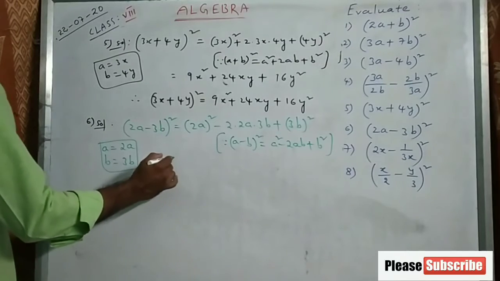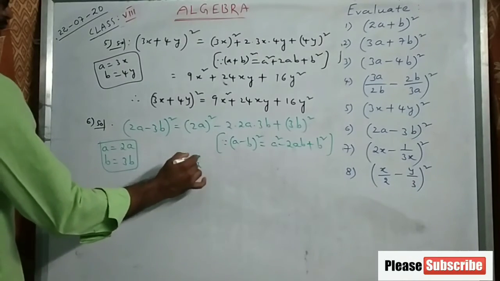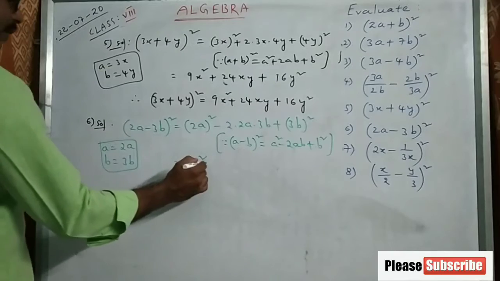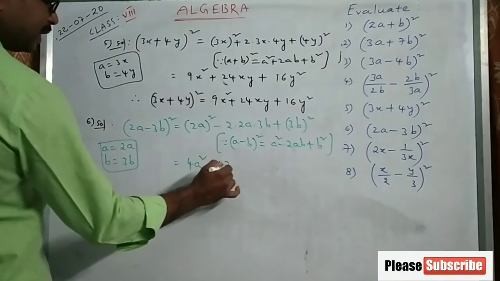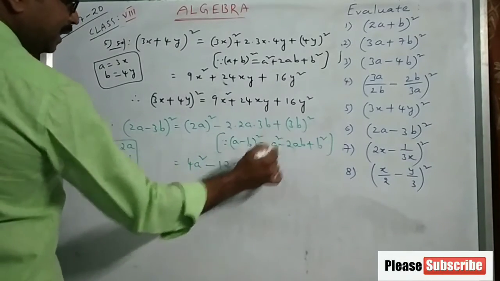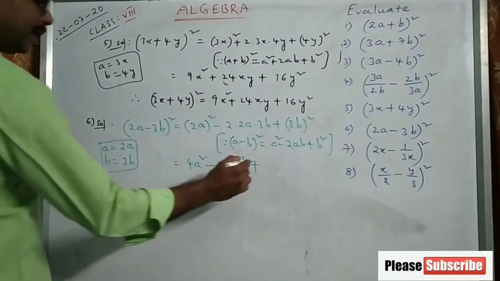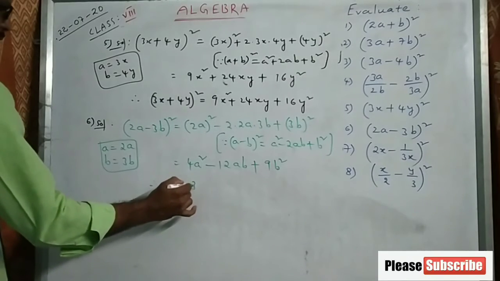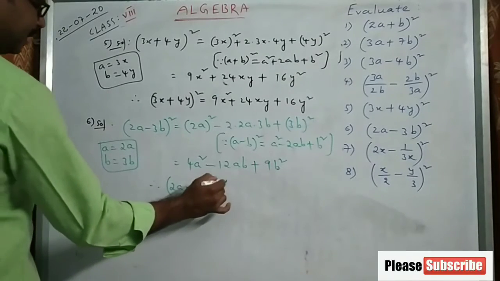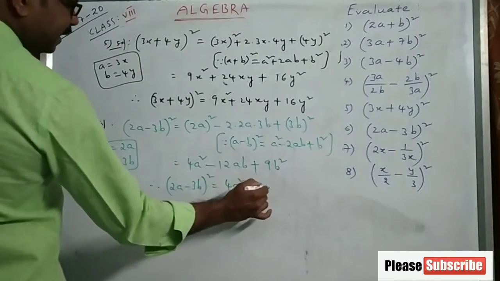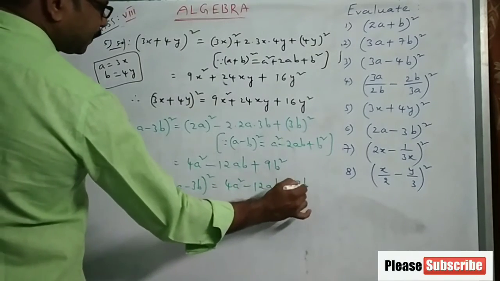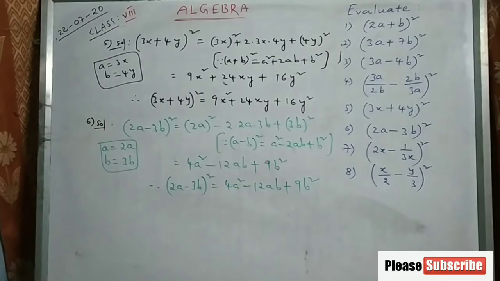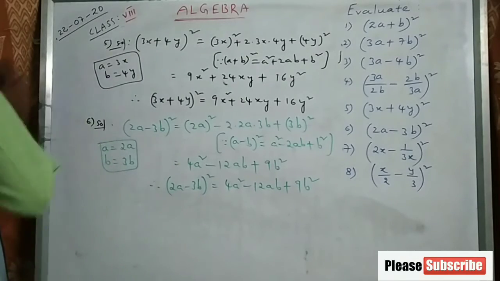Formula. 2a whole square means 2 2s are 4, a square. 2 2s are 4, 4 3s are 12, ab. 3b whole square means 3b into 3b. 3 3s are 9, b into b, b square. Therefore, 2a minus 3b whole square equal to 4a square minus 12ab plus 9b square. That is the end of solution. Okay. Seventh one, a minus b whole square again.